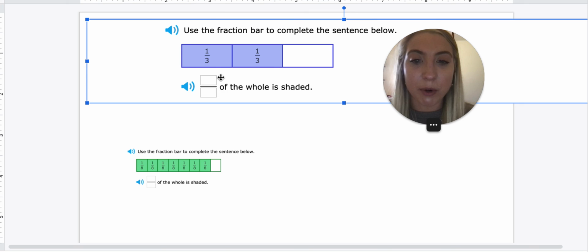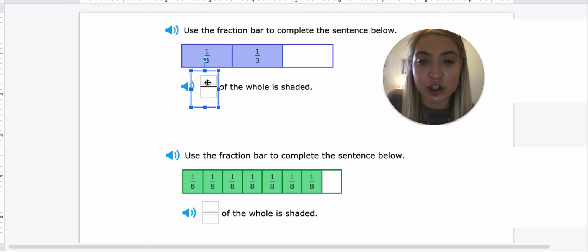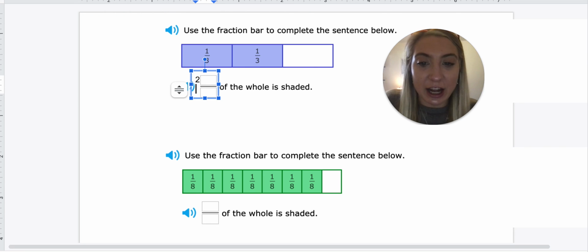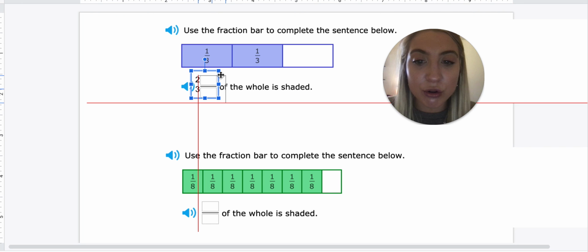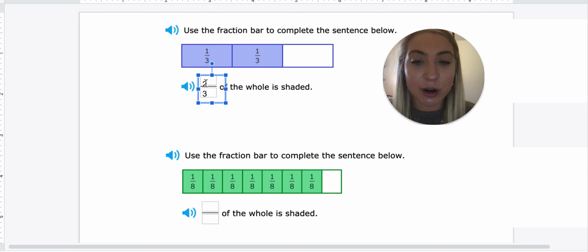So for each fraction bar, how much of the fraction bar is shaded? All right, well here we know we have 1, 2. 2 of the 3 are shaded. So I would say 2 is shaded out of the total of 3 boxes. So 2/3 is shaded. So we have 2 shaded, that's our number on top, how many boxes are shaded. And our number on bottom is how many total equal parts we have.